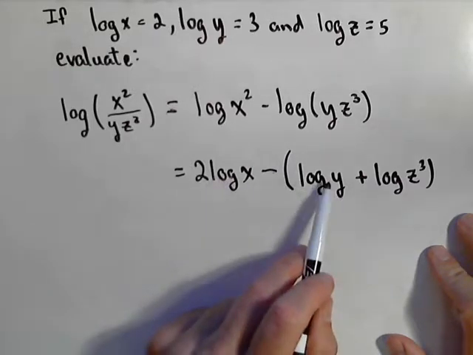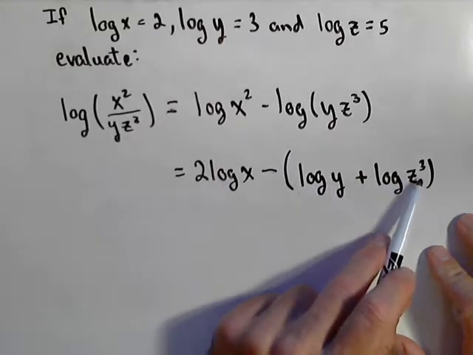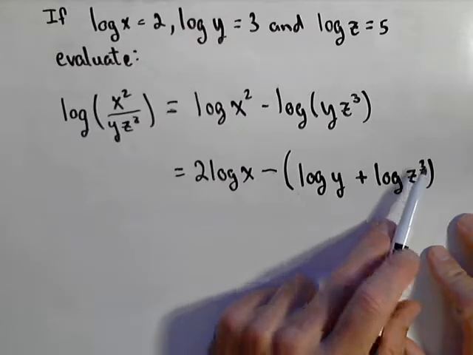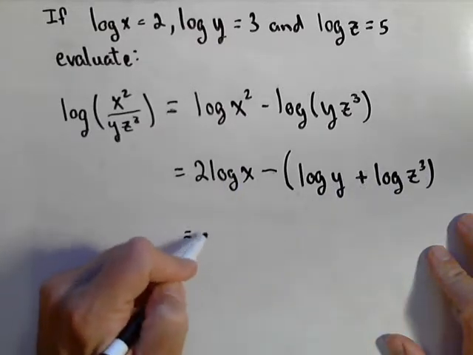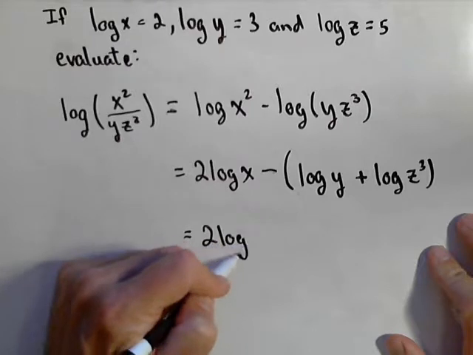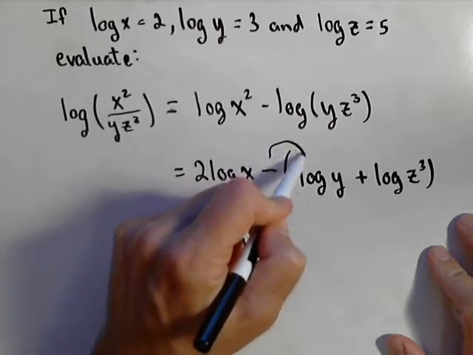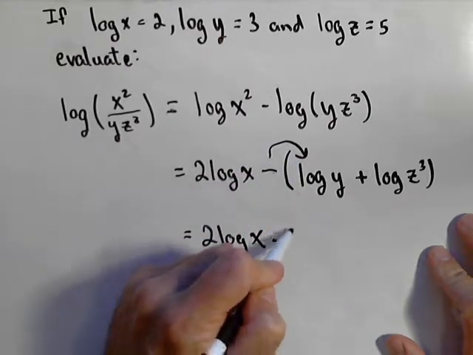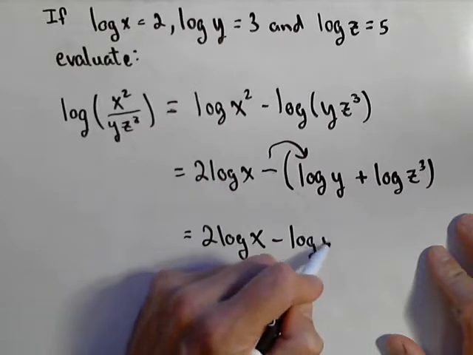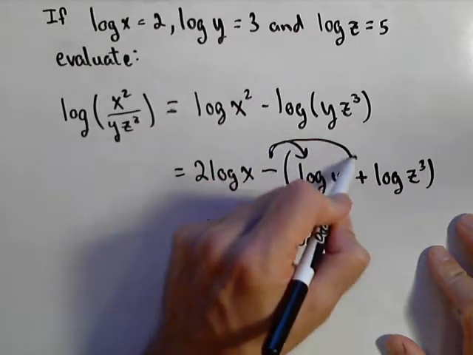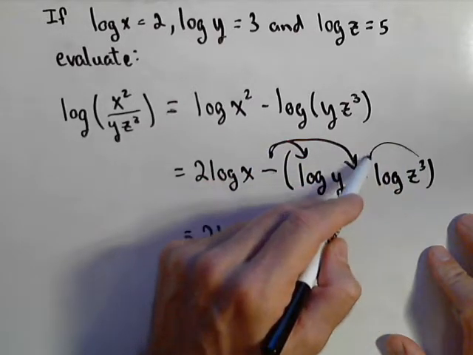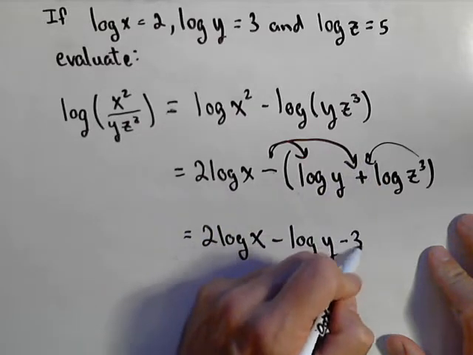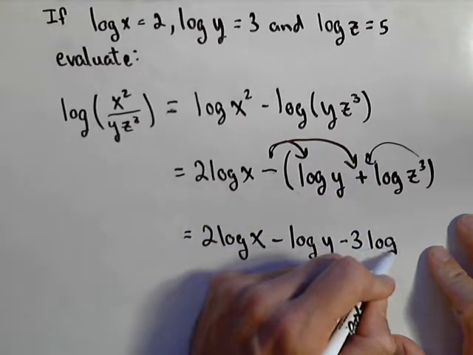Log of x we're good on, log of y we know. We don't know log of z cubed, but we have a property that allows us to pull the 3 out front. So I have 2 log of x. I'm also going to simultaneously distribute this negative. So minus log of y. Now this will be a negative when I pull that 3 out front. So minus 3 log of z.